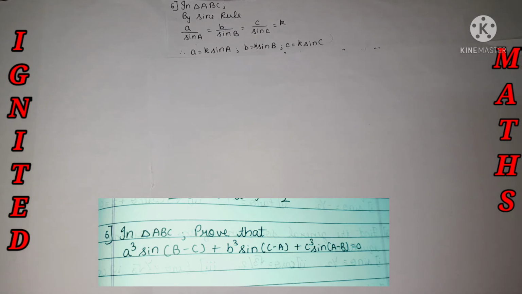Start with the sixth main question. Over here the LHS value is given. We need to prove it to RHS. That's nothing but 0 value. We need to prove it, so we are going to prove it with the help of the sine rule.